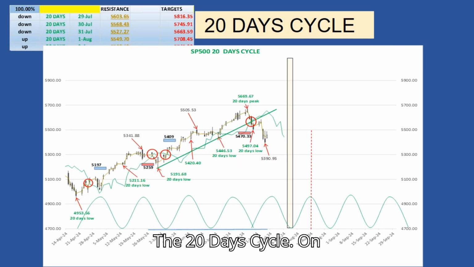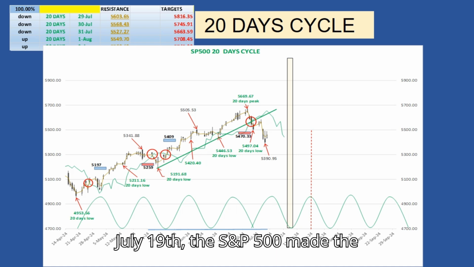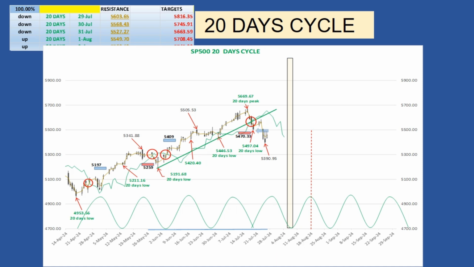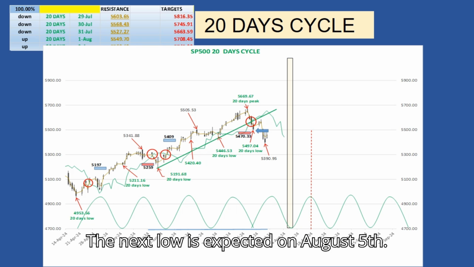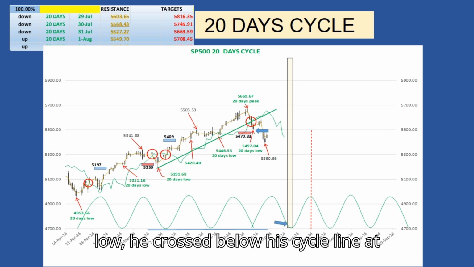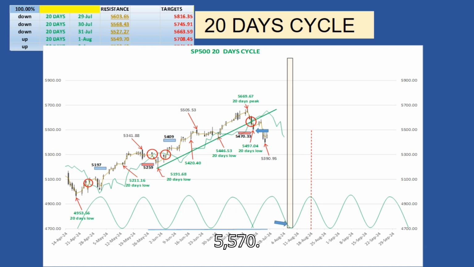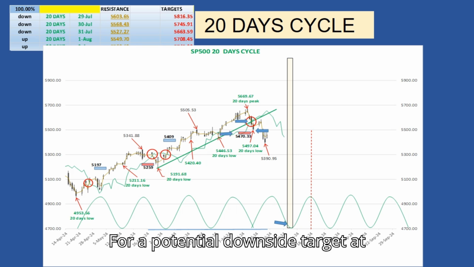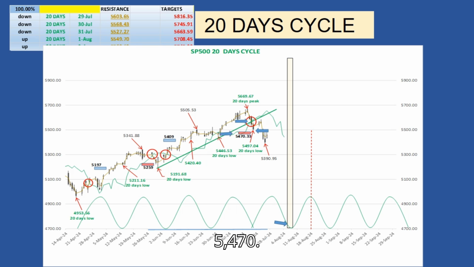The 20-day cycle. On July 19th, the S&P 500 made the previous 20-day cycle low. The next low is expected on August 5th. On the same day the market made its low, it crossed below its cycle line at 5,570 for a potential downside target at 5,470. That is 99.67 points or 1.79% of potential profits.